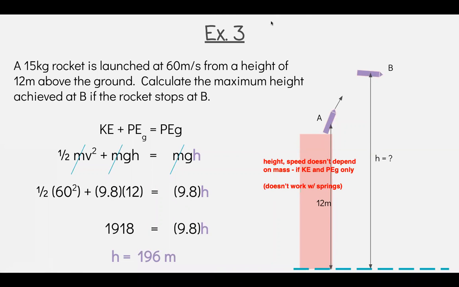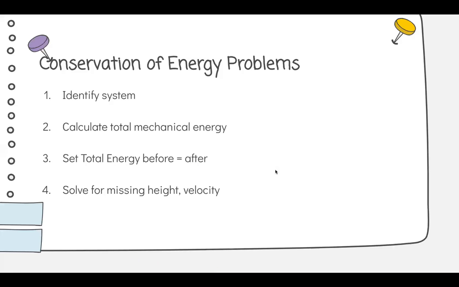So let us sum this up so you can go try this on your own. Okay, so in summary, conservation of energy problems. Once you identify the system, calculate the total mechanical energy. Set the energy before equal to the energy after, so the total energy at A equals B, and use that to find either a missing height or speed.